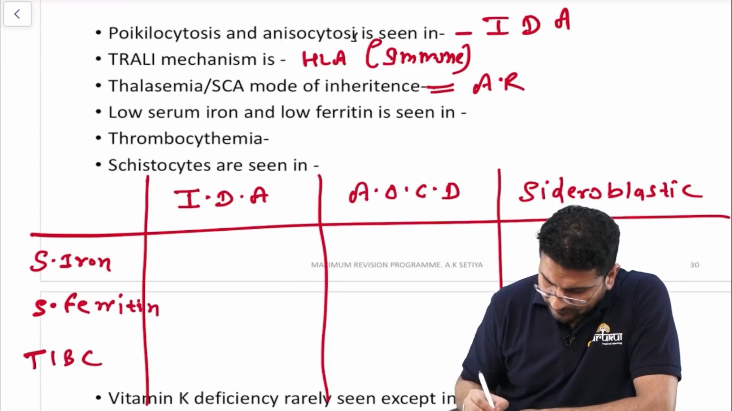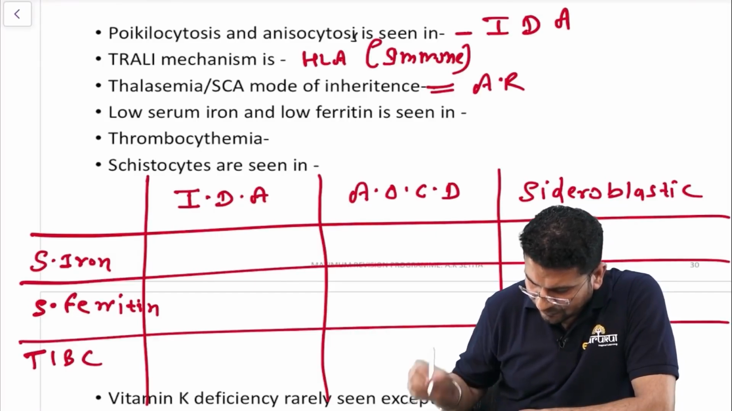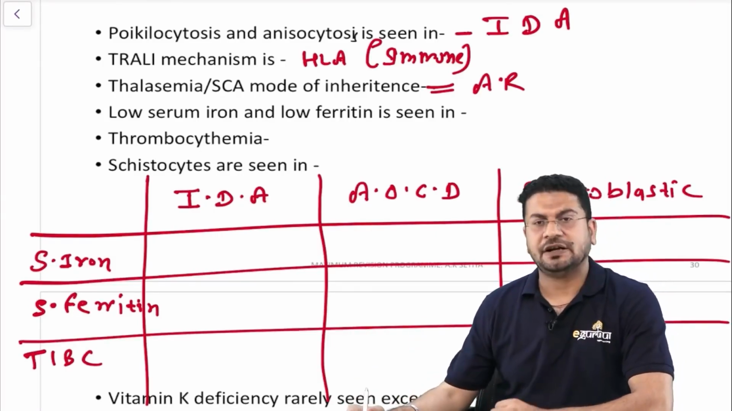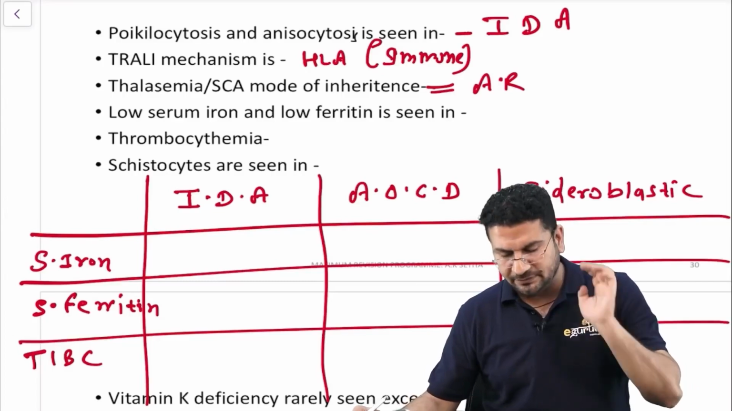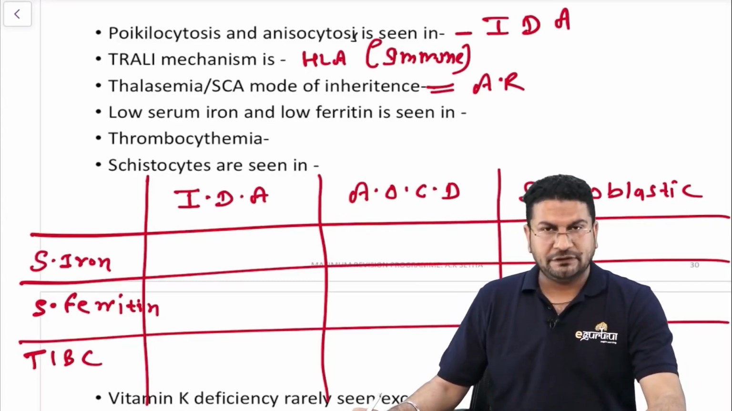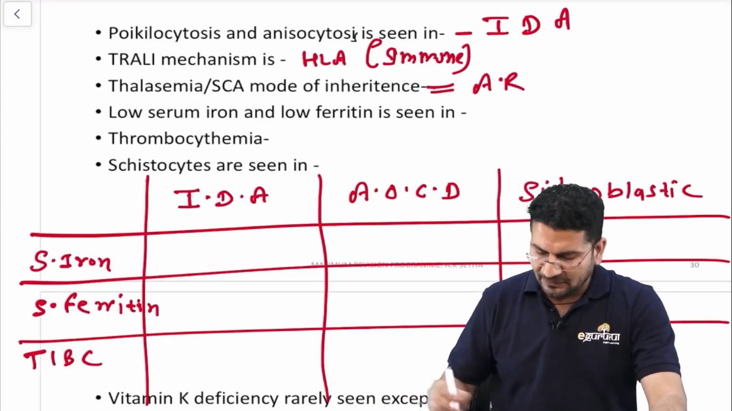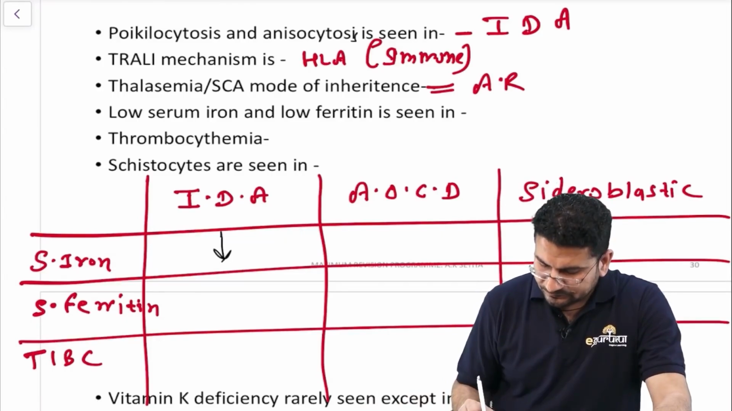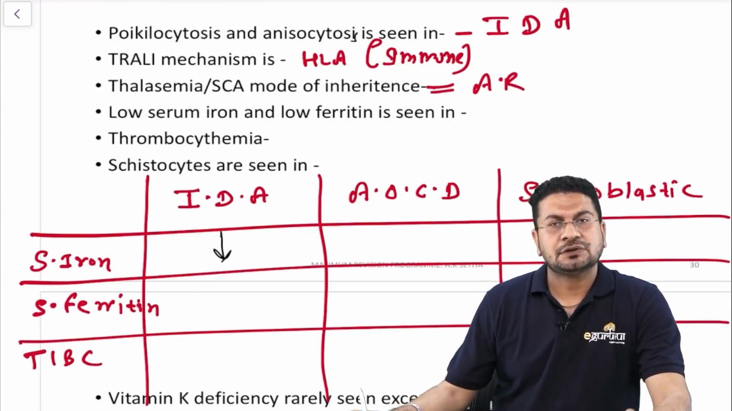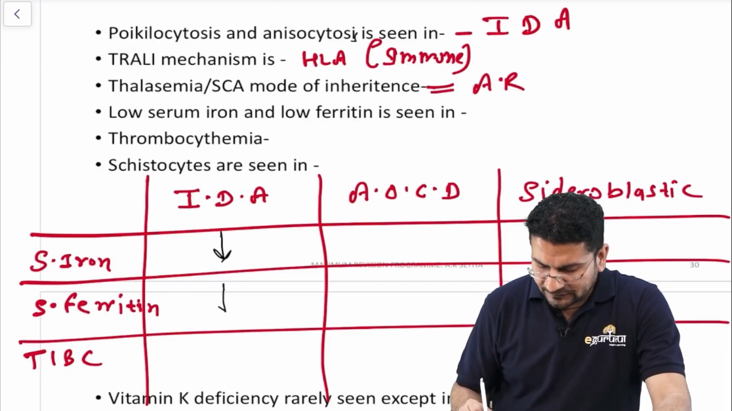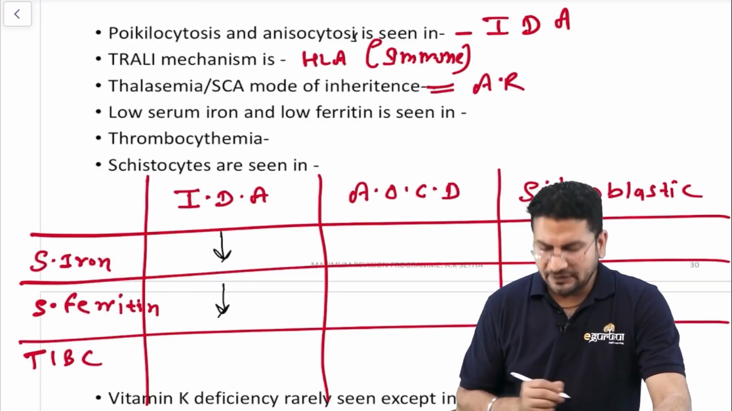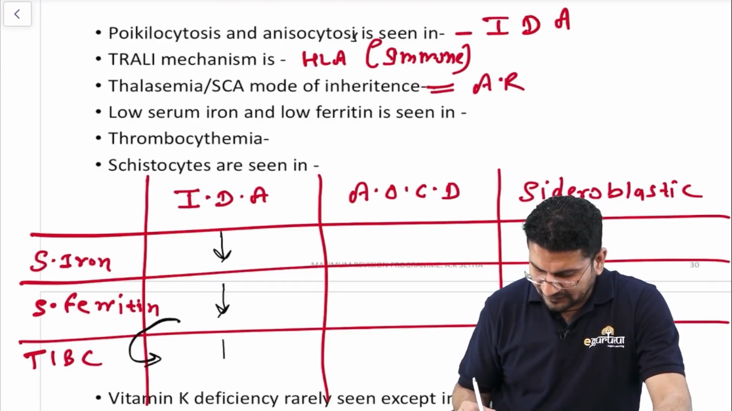To solve these questions, what is important, you should know, first thing is serum ferritin is always inversely proportional to TIBC. Okay, first let me say iron deficiency anemia. Serum iron is reduced. The store form, the earliest to decrease, is serum ferritin, and ferritin is inversely proportional to TIBC, so TIBC will increase. Simple.